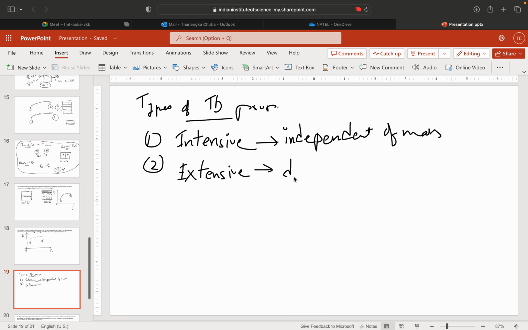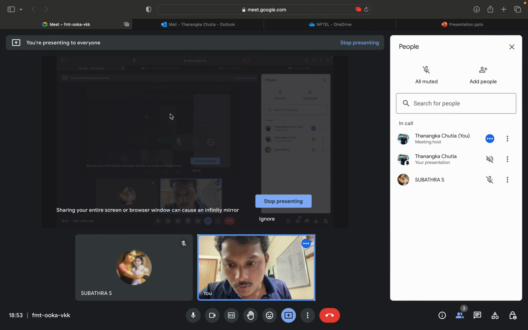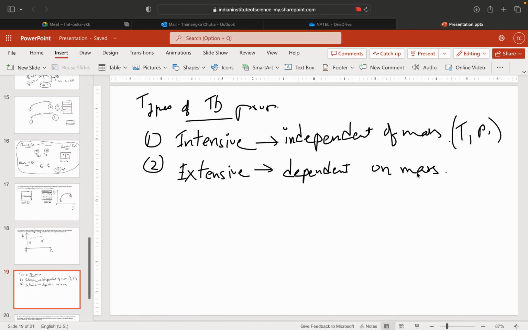And extensive properties, these are dependent on mass. Okay, now intensive properties, there are examples like temperature, pressure. Okay, and can you tell me any extensive property example? Specific volume, sir. No, no, no, specific volume, it will be an intensive property, I think. Specific, no?